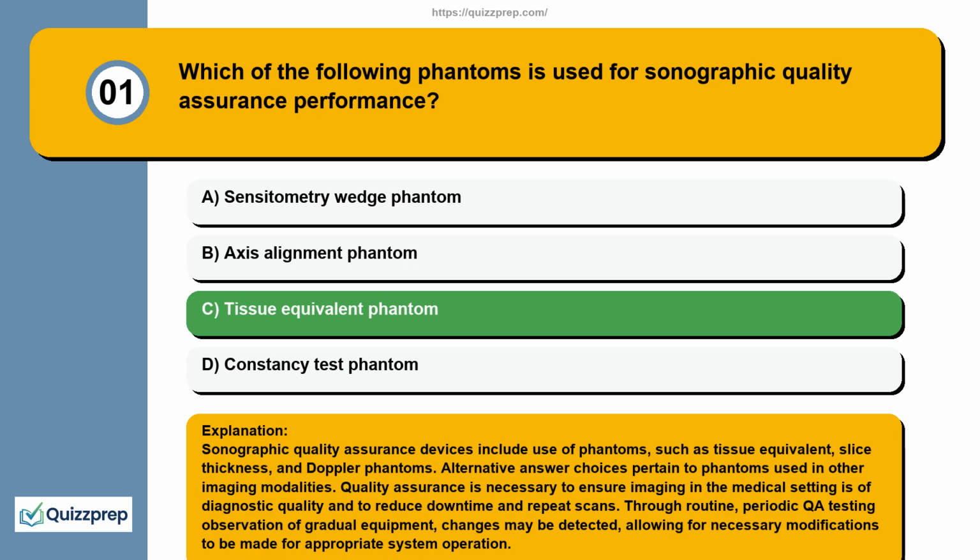Sonographic quality assurance devices include use of phantoms, such as tissue equivalent, slice thickness, and Doppler phantoms. Alternative answer choices pertain to phantoms used in other imaging modalities. Quality assurance is necessary to ensure imaging in the medical setting is of diagnostic quality and to reduce downtime and repeat scans. Through routine, periodic QA testing, observation of gradual equipment changes may be detected, allowing for necessary modifications to be made for appropriate system operation.